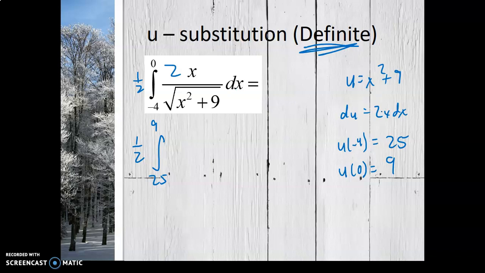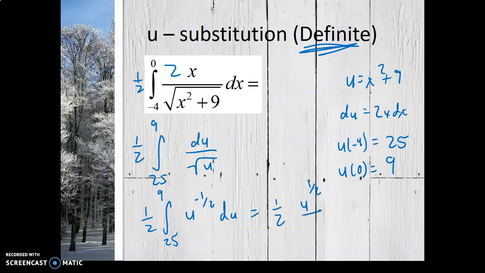2x dx is just du over the square root of u. This is not an ln problem, even though it's got du over something. It's not ln because it has to be du over just u. So I would rewrite this problem as a power, so u to the -1/2 du. So when I take the integral of u to the -1/2, I've still got this 1/2 out front, and then it's going to become u to the +1/2 over 1/2, going from 25 to 9.